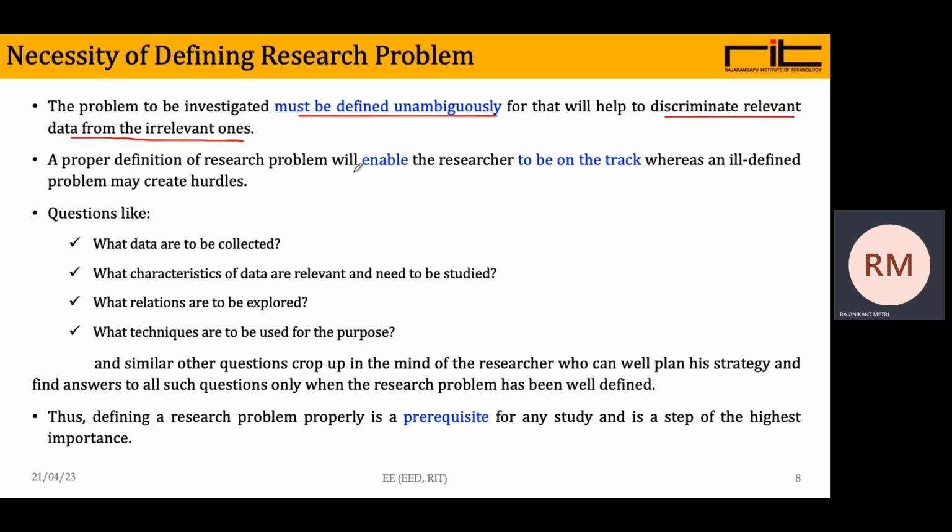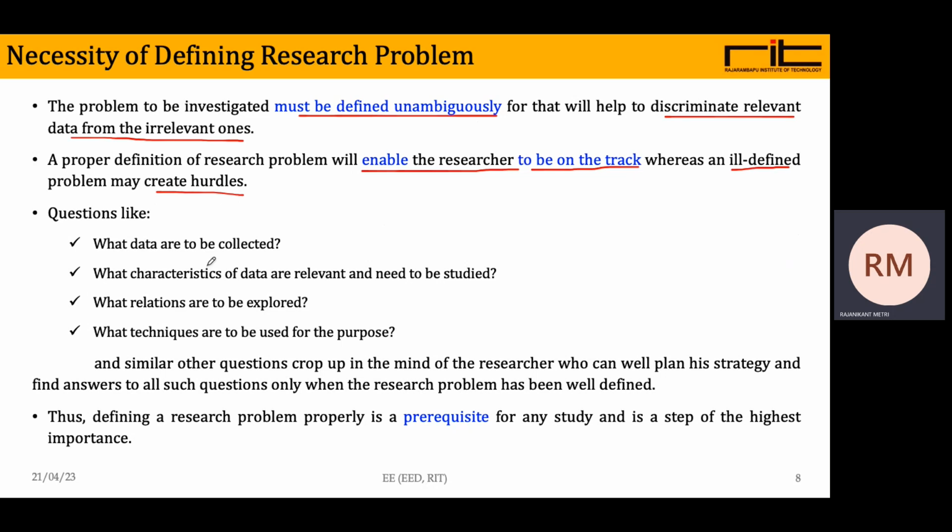Also, a proper definition of the research problem will enable the researcher to be on track. If we define the research problem properly, the researcher will always be on track. What is his aim? What are the researcher's objectives? So that he will keep track of those objectives to achieve that aim. An ill-defined problem may create hurdles. It may create chaos, and halfway through, the researcher may lose interest in that particular research and may discontinue.